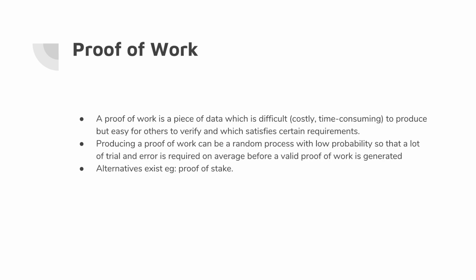Producing this proof of work can be a random process with low probability, so that a lot of trial and error is required on average before a valid proof of work is generated, and it is nearly impossible to achieve this proof of work without spending enough time or money on computing resources. There is an alternative to this proof of work concept. It is called the proof of stake.